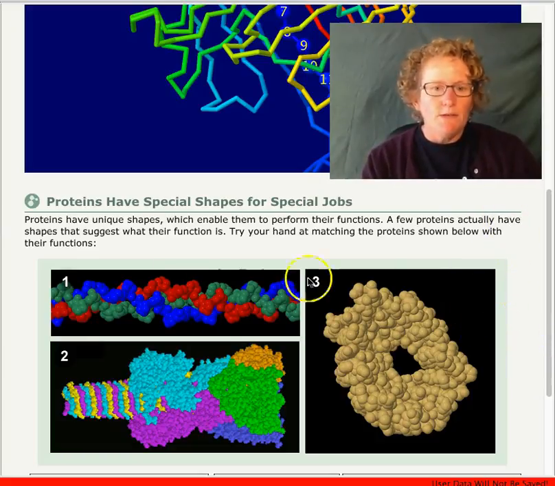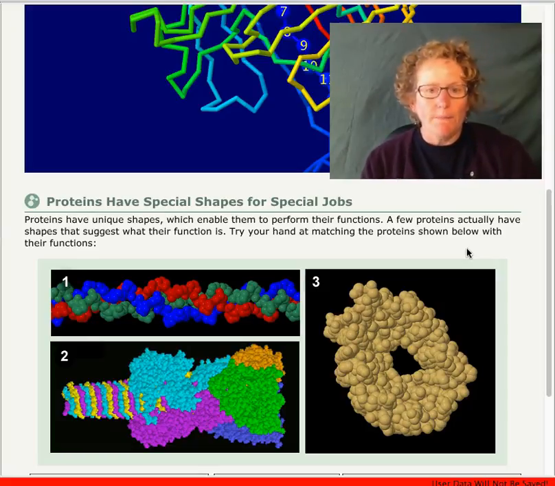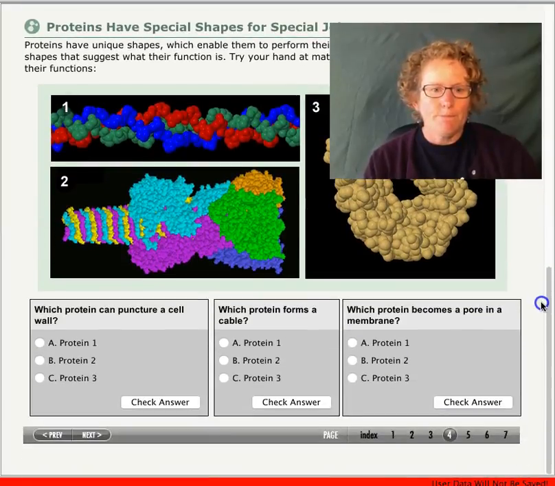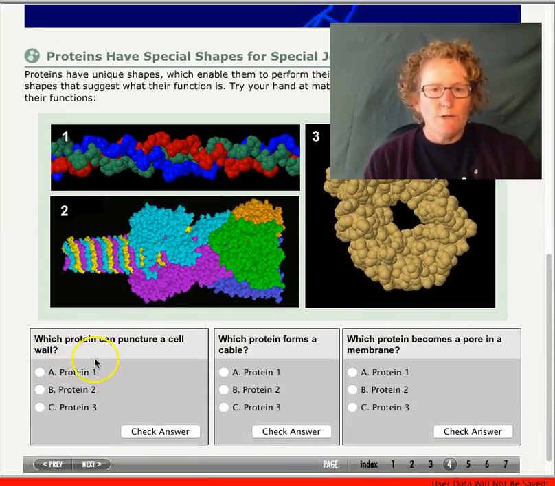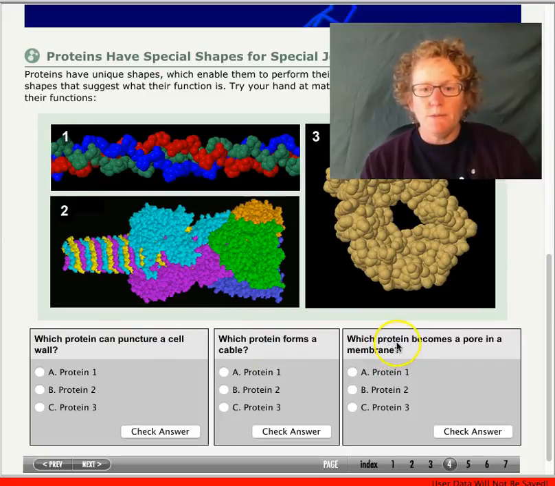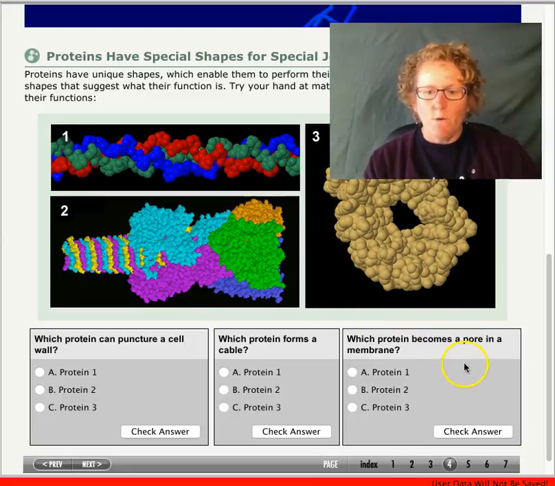Which one of these three do you think can puncture the side of a bacteria? Which one has a shape that looks like a function of something that can poke a hole? And which one looks like a channel or a pipe? So which of these, 1, 2, or 3, can puncture a cell wall? Which protein forms a cable? And which protein becomes a pore in a membrane? A pore is another word for like a pipe or a hole.